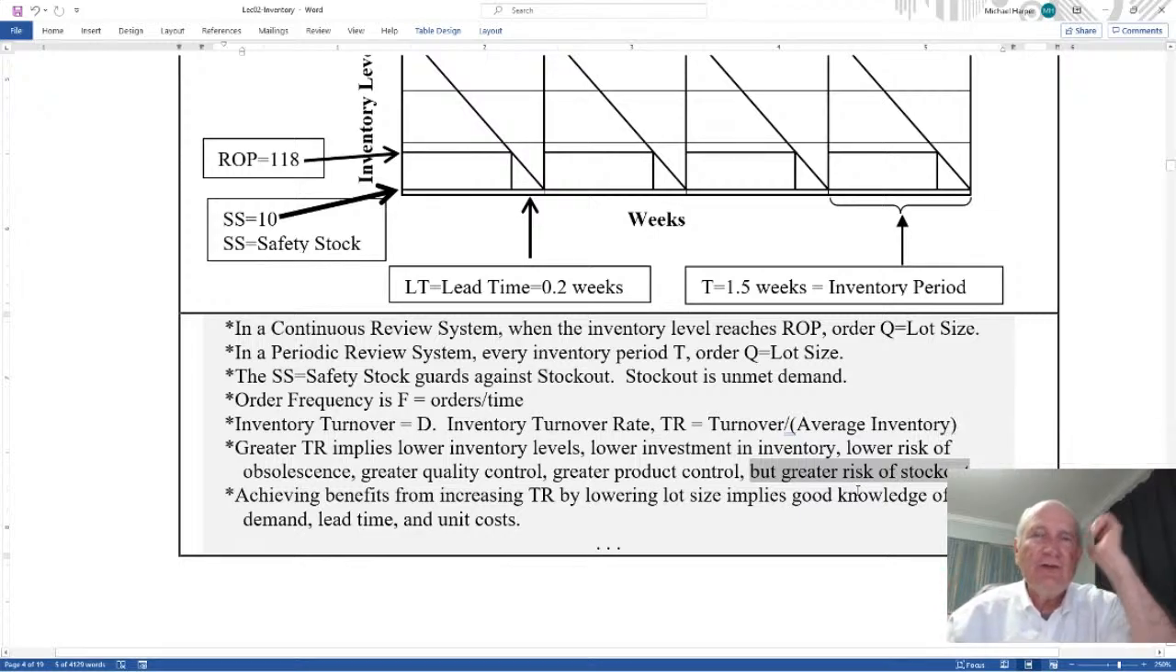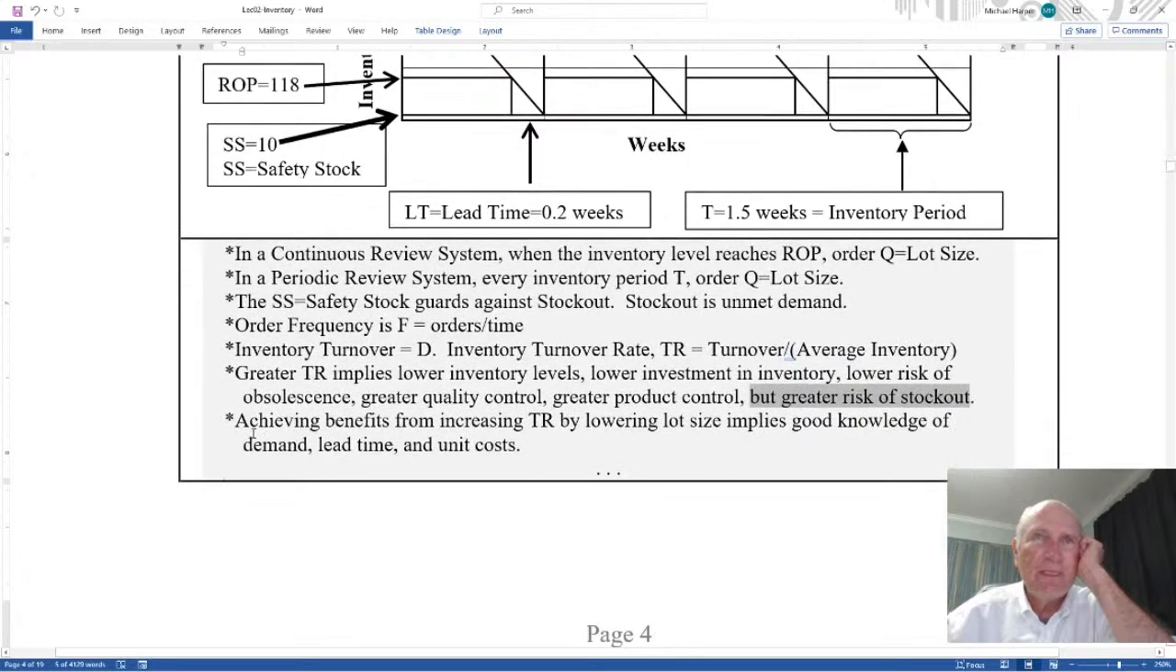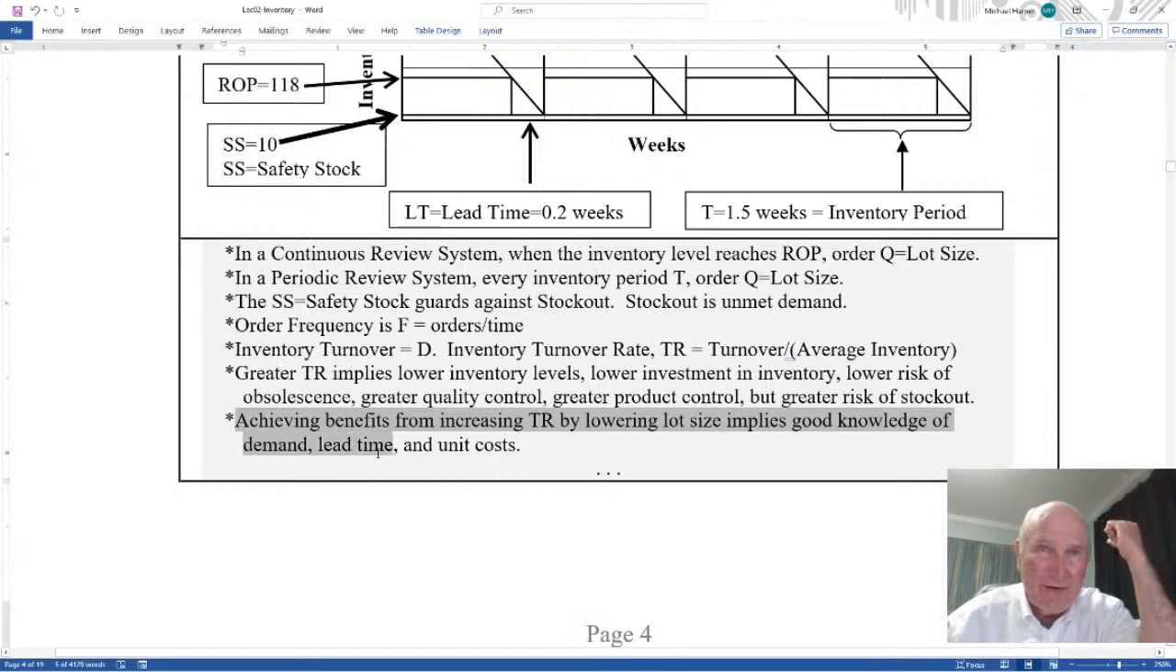Okay, but how can you lower the inventory, lower the cost, and still maintain service? Efficiency, technology, and we'll look at some, and also design. We'll look at that too. Achieving benefits from increasing the turnover rate by lowering lot size implies good knowledge of demand. The sharper the demand, the more you can meet it. Lead time, the sharper the lead time, the better that you can manage it. And unit costs, if you know exactly what your costs are. And I'll show you ways you can back out what those costs are. Some very clever ways of doing it.